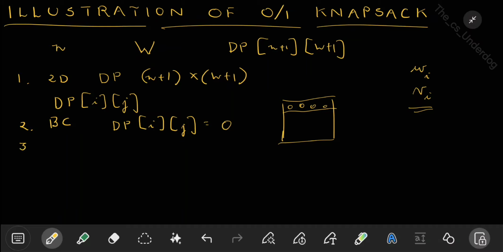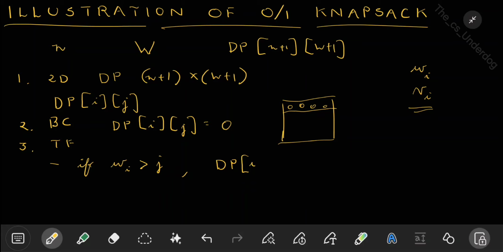What is the next thing? The third step: from here on, you are going to use your recurrence relation. So how do you use your recurrence relation? In matrix form, in a loop, you have to run the following. In each step, what should be the condition? The transition formula is: first condition, if the weight of this particular item, Wi, is greater than j, where j is the present capacity of the knapsack, then what should you do?